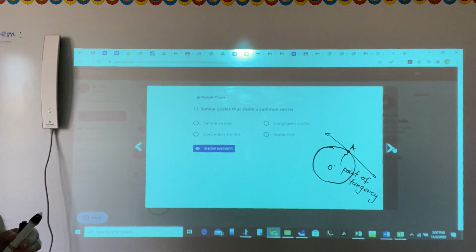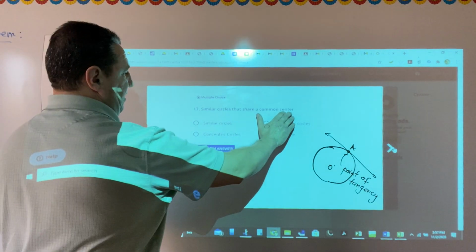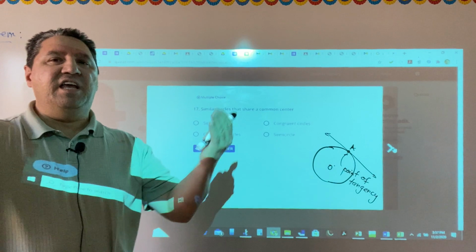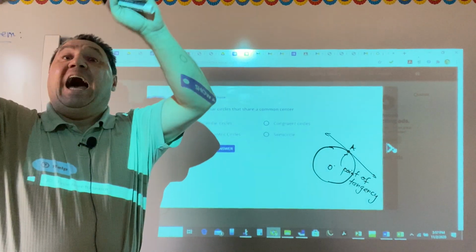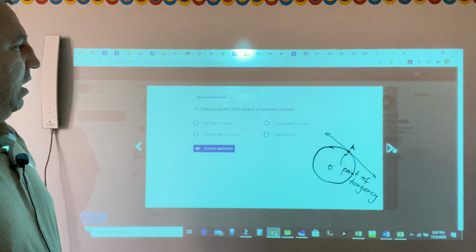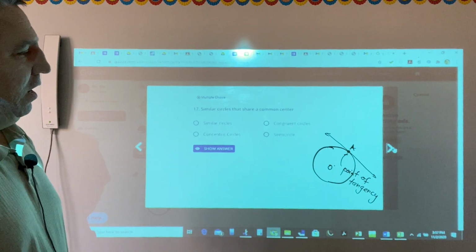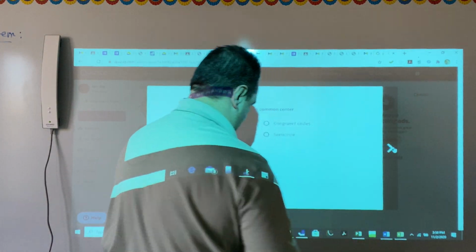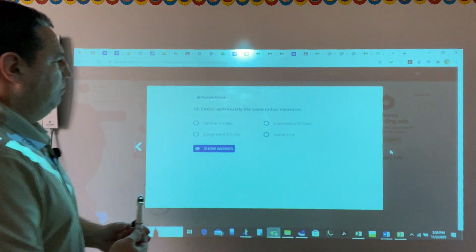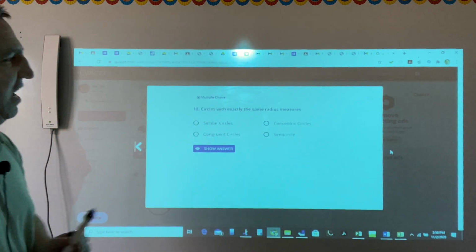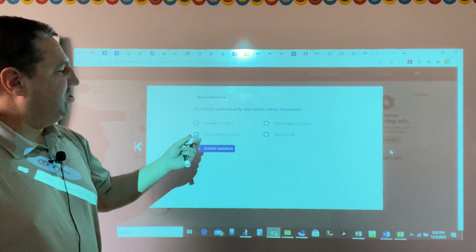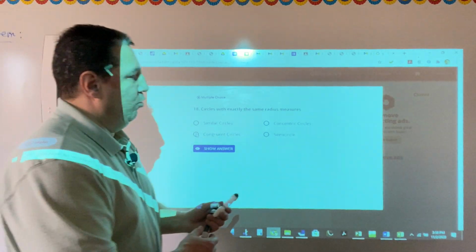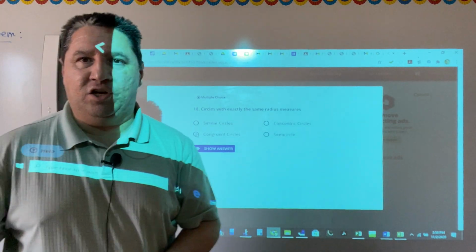Another one, similar circles that share a common center are concentric circles. Concentric circles are circles that have the same center. And probably the last one. Circles with exactly the same radius measures are congruent circles, right? Good. Now, for now, that is all we have.